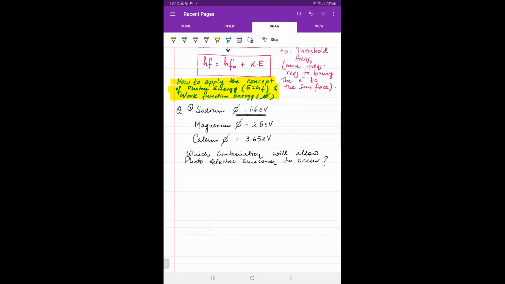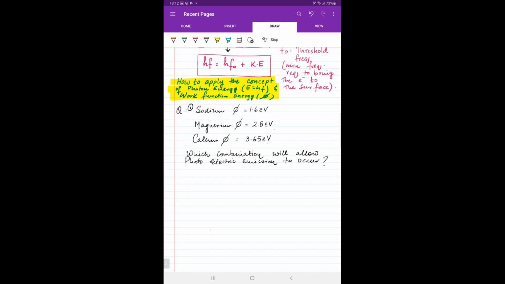So if you ask me, sir, what is this 1.6 eV telling us? So this value of 1.6 eV is telling us that sodium metal requires 1.6 electron volt of energy so that its electron can be brought to the surface. Likewise, for magnesium, the work function is given. And similarly, for calcium, the work function is also given. Okay, so these respective values are telling us how much energy is required by each of these metals to bring its electron to the surface.